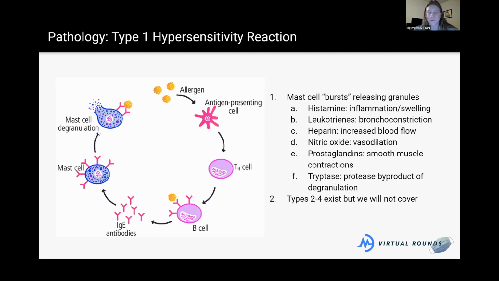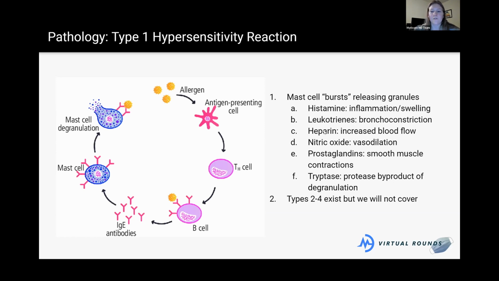So a lot of large terminology there, but to go further into detail about what's released in the granules. The one we've talked about already is histamine. This is definitely the major player in an allergic reaction and the main thing that's released from the mast cell. Histamine causes a range of things, but in short, it causes inflammation and swelling. I'll show you again on a couple of slides the mechanism for that.